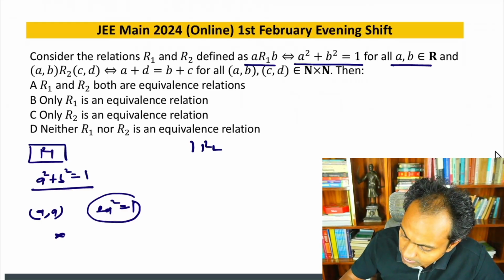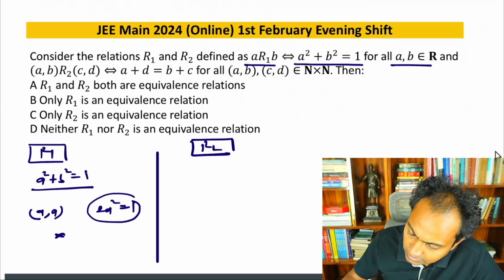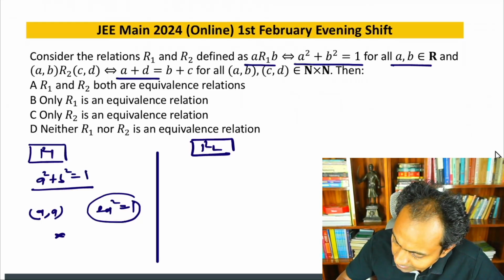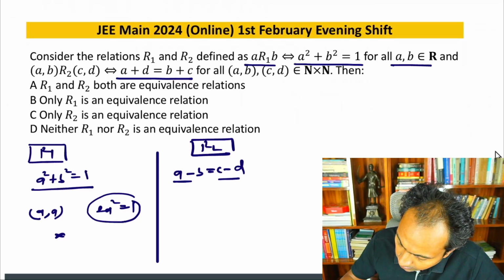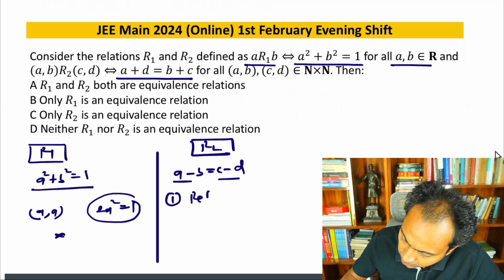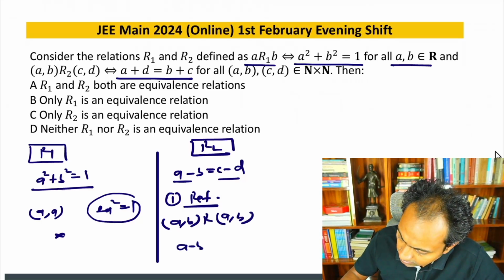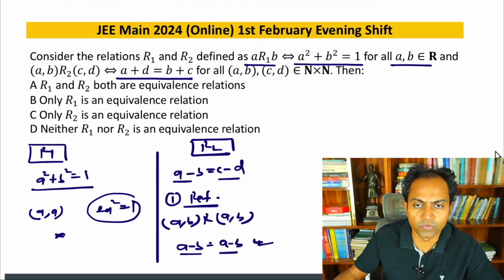If I move towards relation 2, and this is the one that we were discussing earlier, let us rewrite the statement that is given to us. I can write this as A minus B is equal to C minus D. So in the first part, if I want to check for reflexive, I need to check whether A comma B will be related to A comma B. That would essentially mean A minus B will be equal to A minus B, and this is largely true, there is no issue with this.